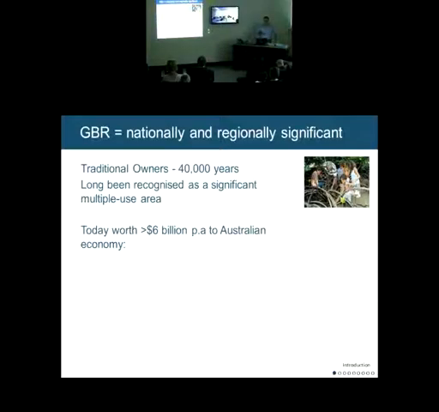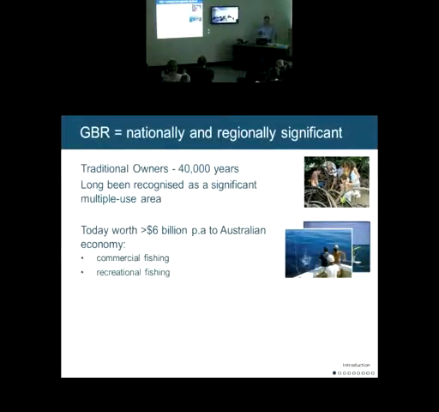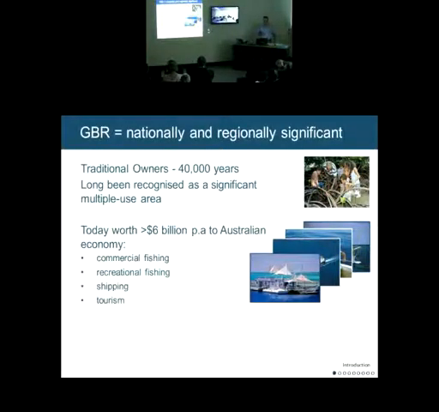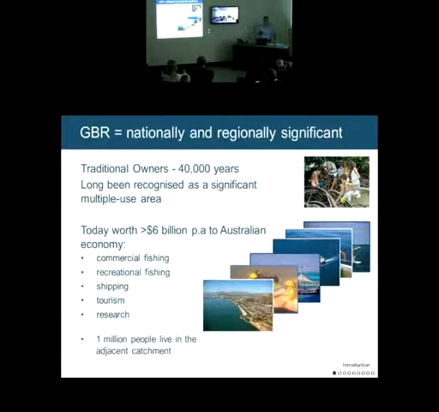So there's a number of key activities that contribute to that $6 billion. Things like the commercial fishing, recreational fishing. These other ones aren't so much in the $6 billion, but it's worth a huge amount in terms of shipping. The tourism is certainly part of the $6 billion. Research, and it's an important area for all the people who live adjacent to the Great Barrier Reef. About 1 million live in the adjacent catchments.